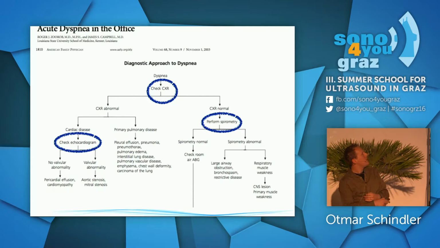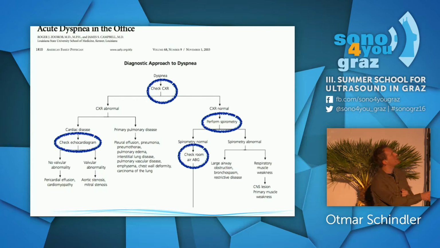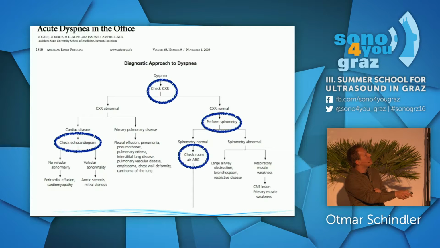You could do an echocardiogram, but still that's only when the chest X-ray is abnormal. So it's a bit strange. This tree here doesn't help us so much. You can then go on with arterial blood gases, if you have them.